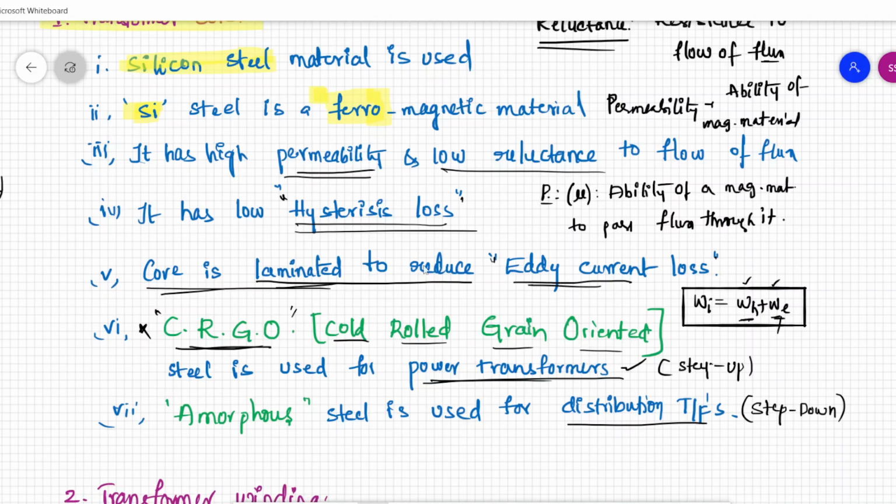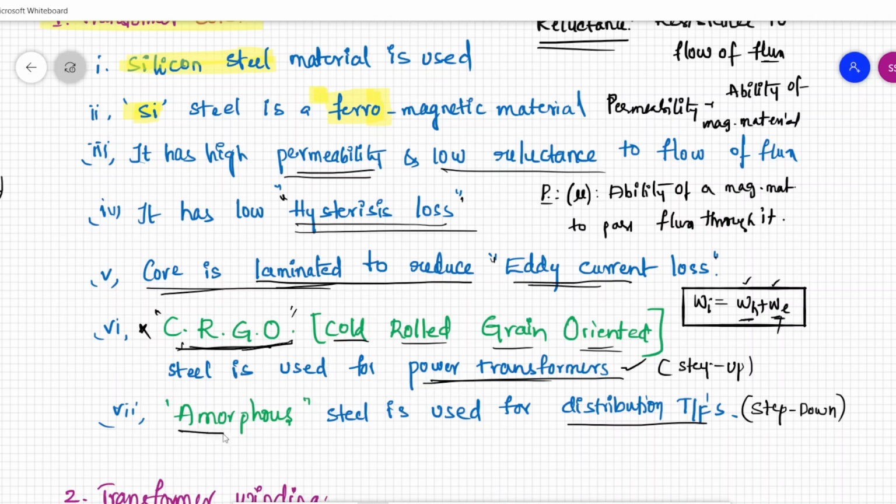That process is called cold rolled grain orientation. The steel that undergoes this process is called CRGO steel. So that steel is used for power transformers.